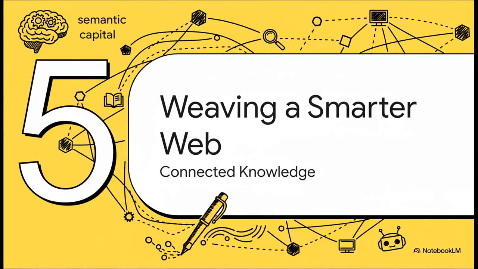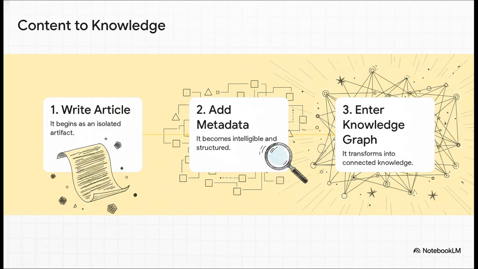And this really brings us to the big picture. When you start focusing on building semantic capital, you're not just a content creator anymore. You're actually playing a really important part in weaving a smarter, more connected web for everyone. And here's exactly how that happens. It's a journey. First, you write an article. At this point, it's just an isolated thing floating out there. But then, step 2, you add that metadata. Suddenly, it has structure and it's intelligible to machines. And that allows it to take the final step and enter a knowledge graph, where it stops being a standalone page and becomes a node in a huge network of connected knowledge.